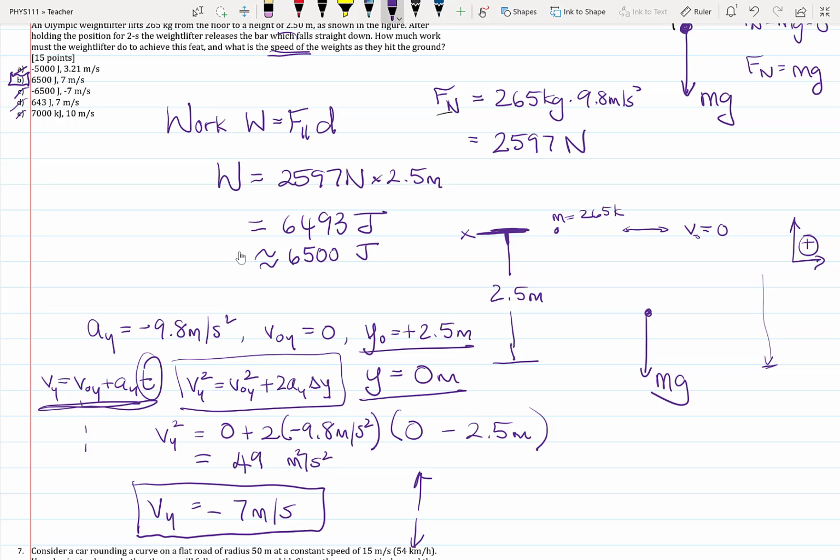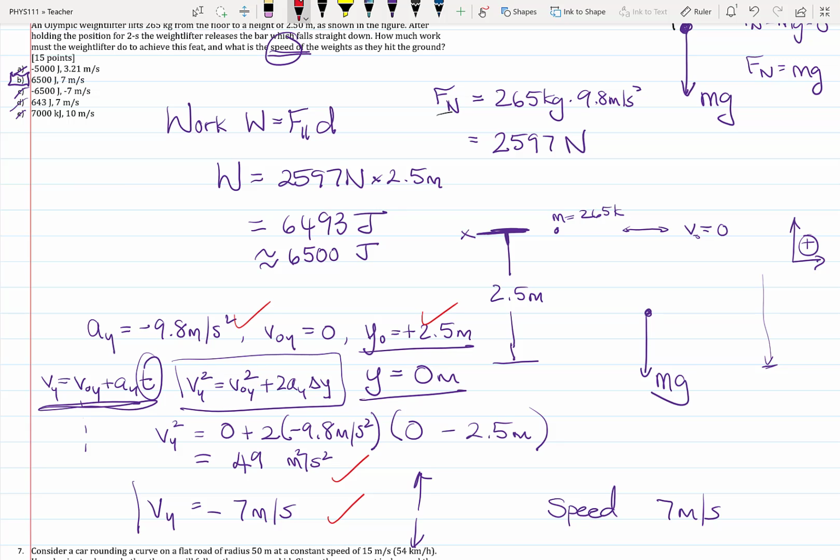Now the question actually asks, what's the speed of the weight? So the speed would be 7 meters per second, because speed is just the magnitude of the velocity. But if you did say minus 7 meters per second, in other words, you are encapsulating the fact that it's actually downward velocity, I'd give you full points for that. You're totally cool. That's totally fine. And so you'd get all your points for this problem.